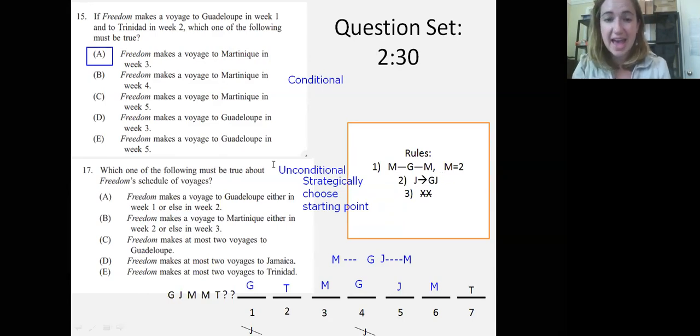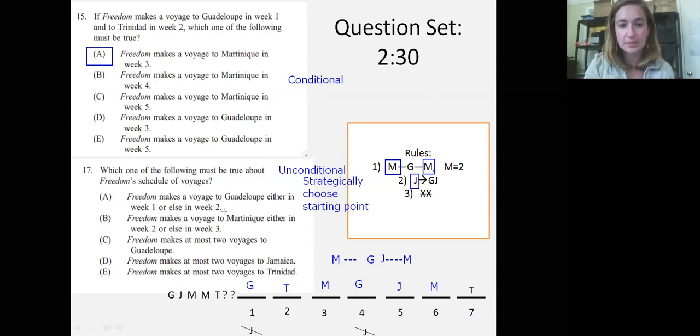If I'm looking for something that has to be true, then I want to think about which of my letters have a lot of restrictions, which of them are most likely to be kind of forced into a certain place or a certain situation. So to me, the letters that seem the most restricted based on my rules are M, because there has to be exactly 2, and I know something about their order in relation to G, and then J, because J is always going to have that G right before it. And all the other letters are a little more flexible.